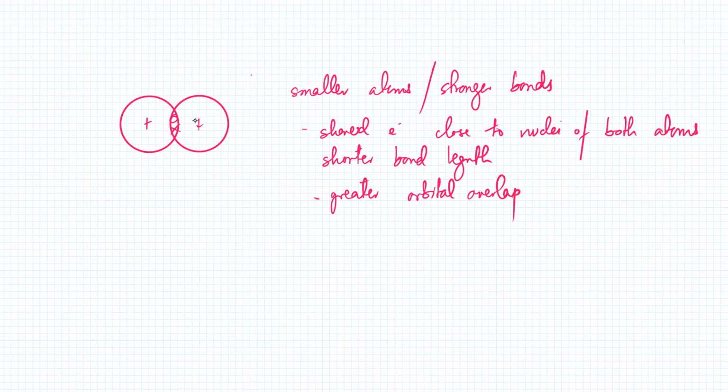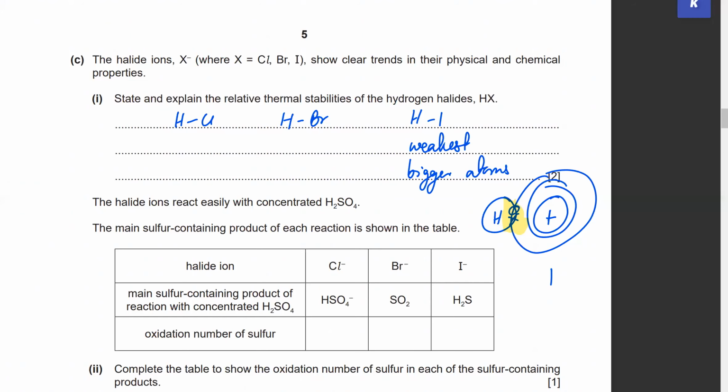These are the words that you're going to use to describe why smaller atoms make stronger bonds. Is that clear? I guess it's clear that they have a shorter bond length and there's greater orbital overlap. Okay, sir. Yes, sir. So HI is the weakest. It's a bigger atom.